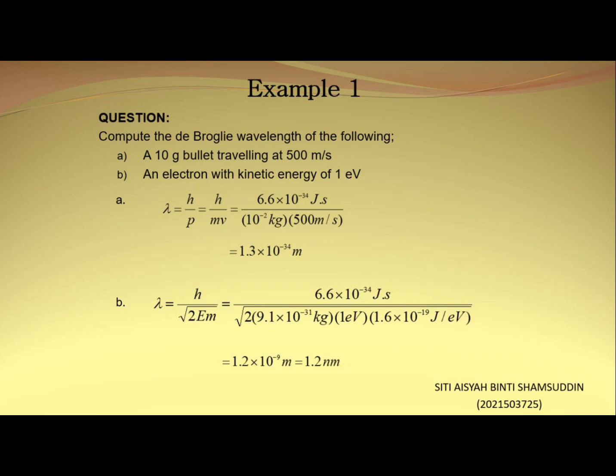For B, an electron with kinetic energy of 1 electron volt. We'll be using the equation lambda equals h over the square root of 2mE. And the answer is 1.2 times 10 to the power of negative 9 meter, or 1.2 nanometer. The wavelength of the bullet is extremely small, so we cannot observe it with our eyes.